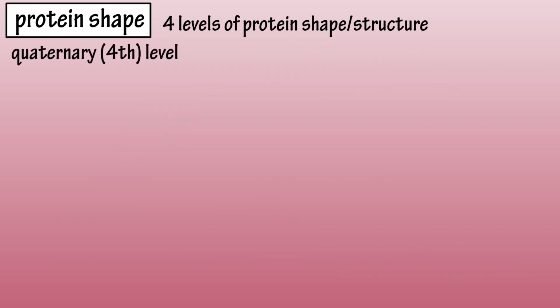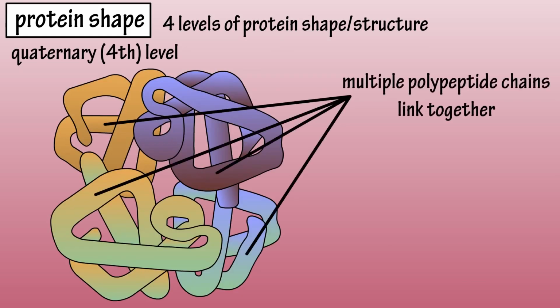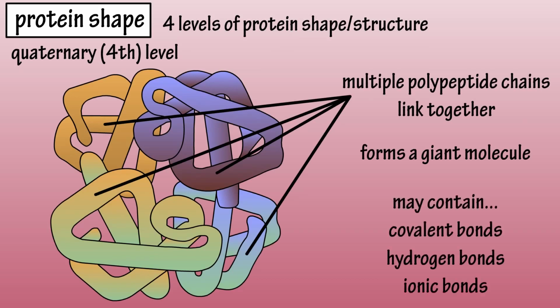The quaternary or 4th level is where clusters of more than one polypeptide chain link together to form a giant molecule. Many different types of bonds may be formed within this structure.